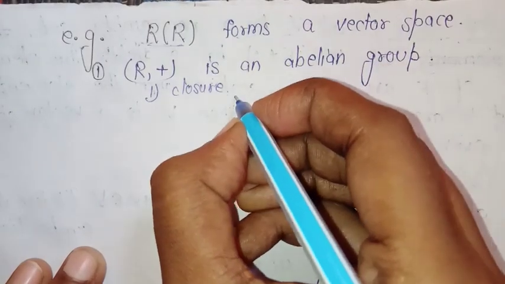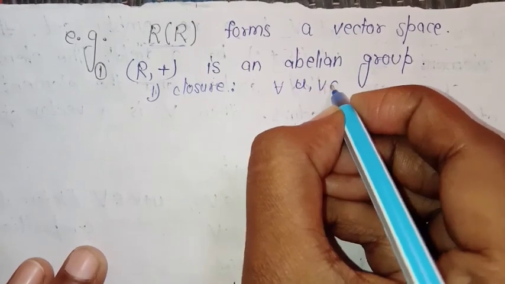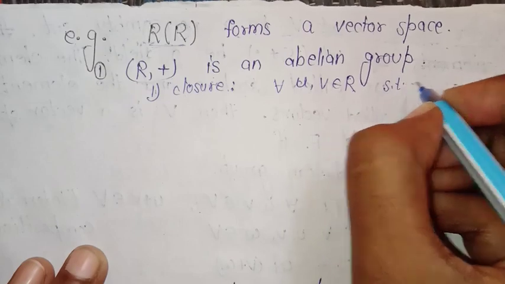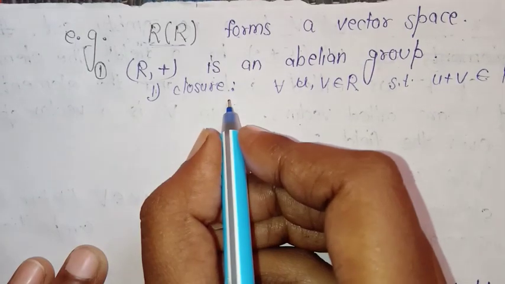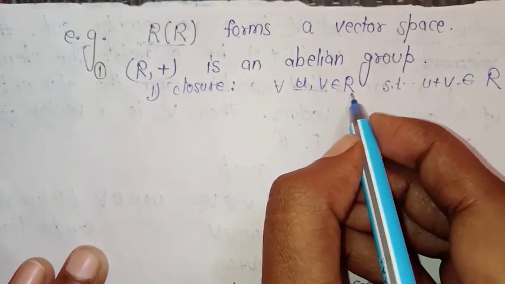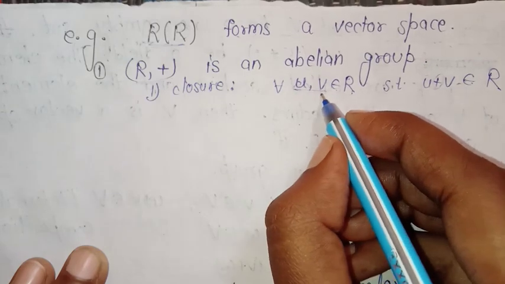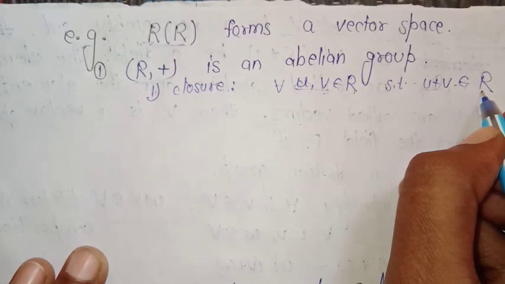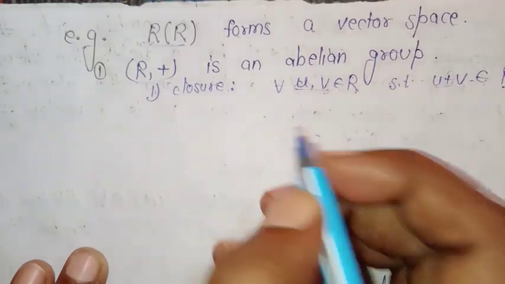For this property, we will take two elements u, v belonging to R such that u plus v belongs to R. This is the closure property, also called internal composition. We are taking two elements from the set R and applying the internal composition over these two elements. Then we see the resultant element also belongs to the set R. So this is holding the internal composition. Now we will move ahead to the associative law.